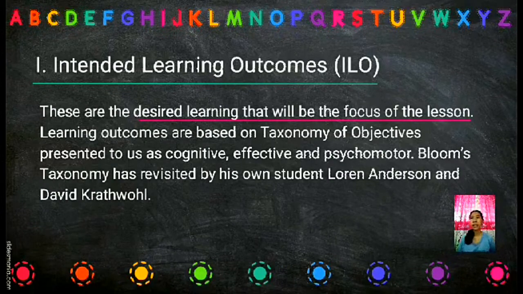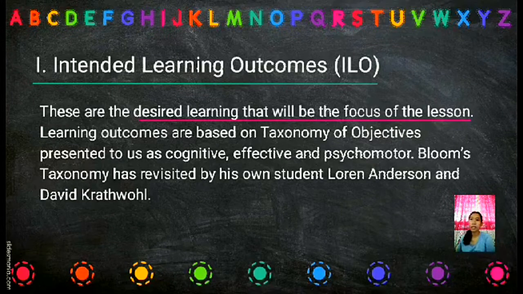We have here the intended learning outcomes, which is the first part in a lesson plan. So what are intended learning outcomes? These are the desired learning that will be the focus of the lesson. Meaning that the ILO is the main focus or the objective of your lesson. And as a teacher, it is what you want your students to acquire or accomplish at the end of the discussion or lesson.